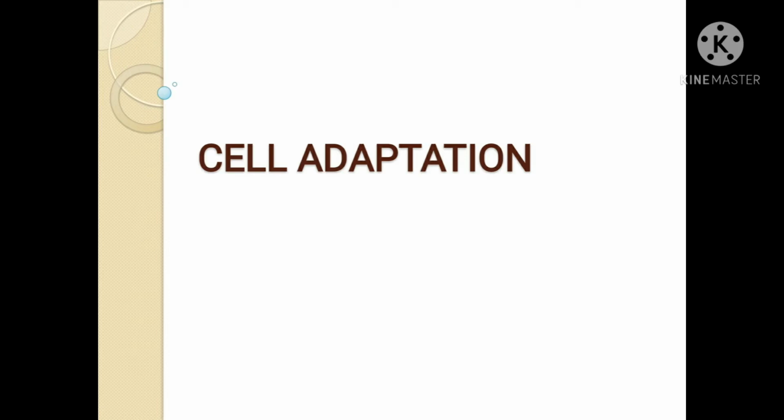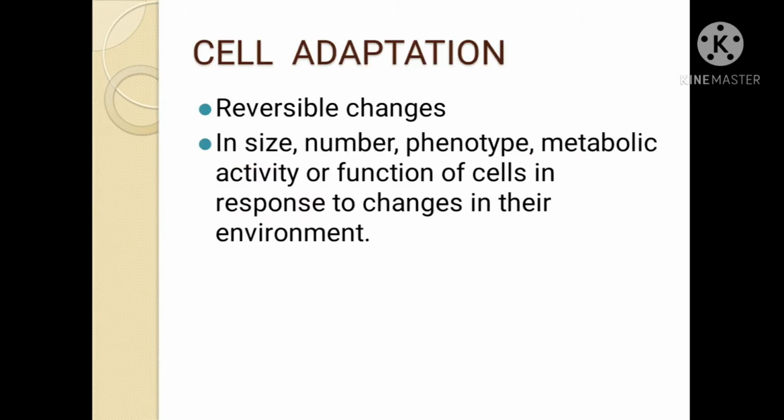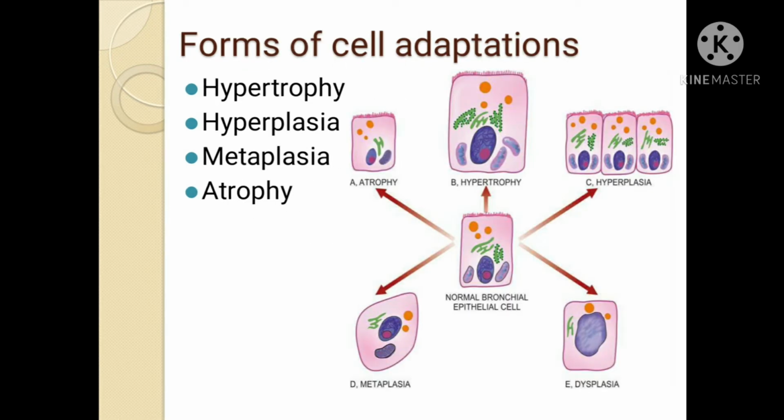In this video, we are going to learn the topic of cell adaptation. Cell adaptation is a reversible change in size, number, phenotype, metabolic activity or function of cells in response to changes in their environment. There are four distinct forms of cell adaptation. They are hypertrophy, hyperplasia, metaplasia and atrophy.